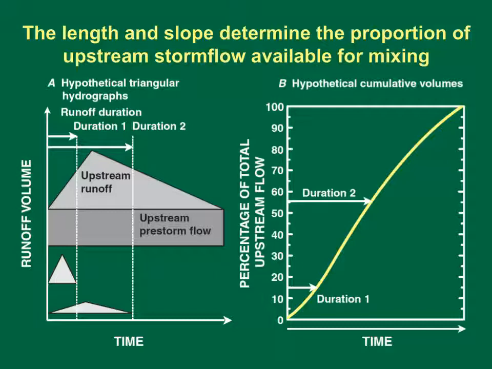This longer duration hydrograph may represent the effects of length and slope or use of BMPs that slow runoff from the highway. The site producing runoff for duration 1 only has 15% of the upstream flow for dilution. The site producing runoff for duration 2 has about 55% of the upstream flow for dilution. If the highway runoff quality is worse than the upstream water quality, then additional dilution will improve the water quality downstream of the highway outfall.